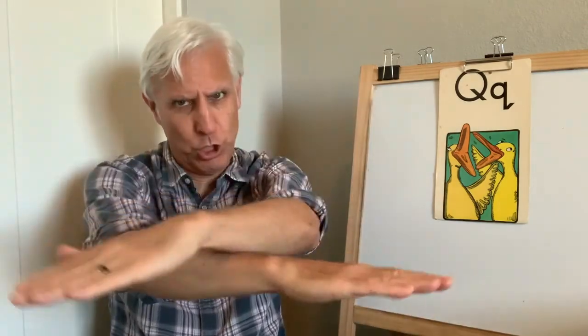Let's think of some Q words. I will say a word. If it has the qua sound at the beginning, show me yes. If it doesn't, show me no. Are you ready for the first one? Watch my mouth. Quack. Quack. Qua. Quack. One, two, three. Yes, quack starts with qua.